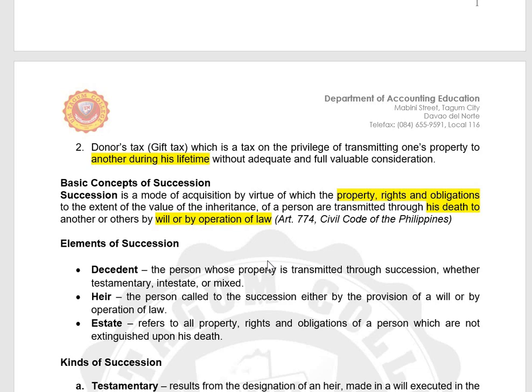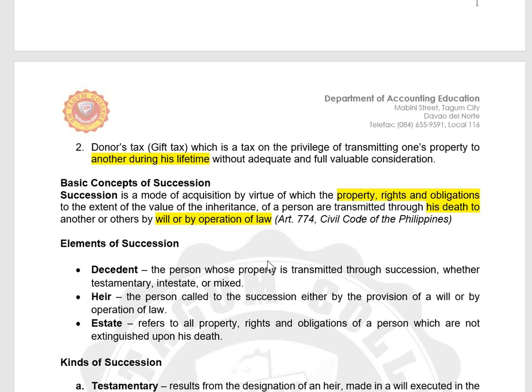If the decedent left a will, ang tawag sa kanya is testator. Next, the heir is the person called to the succession either by the provision of a will or by operation of law. So si heir yung mag-succeed ng property. Si decedent yung may property, then yung mag-succeed ng property niya is yung heir. The estate refers to all the property, rights, and obligations of a person which are not extinguished upon his death.